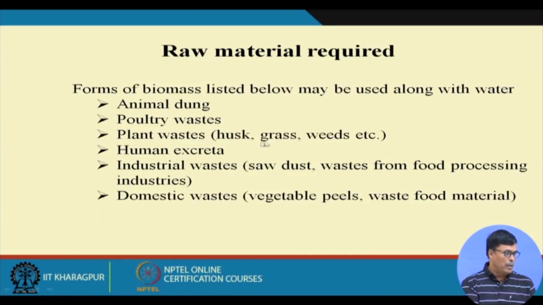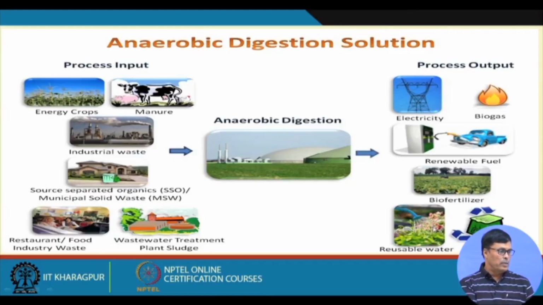Then plant waste like hogs, grass and weeds, human excreta, industrial waste, sawdust, waste from the food processing industry, and domestic waste like vegetable peels and waste food materials. So, these are the different raw materials that can be used, and it can be explained pictorially like this.